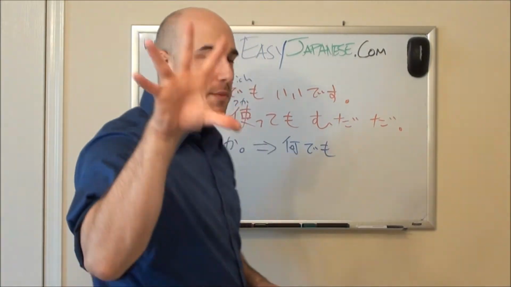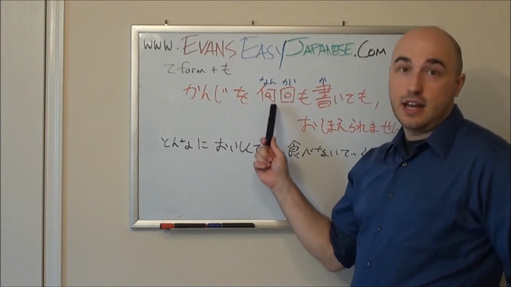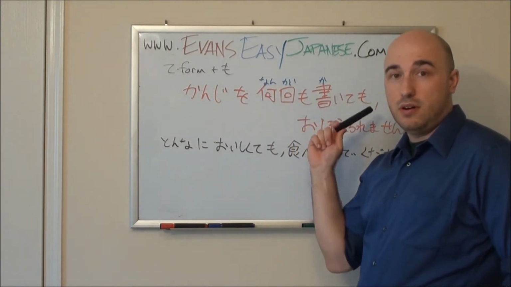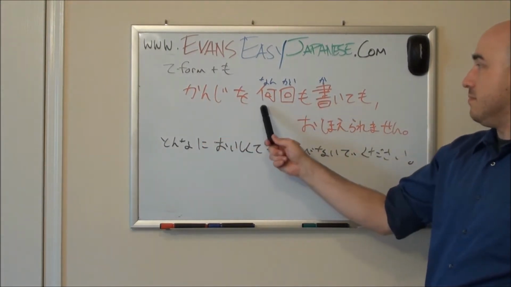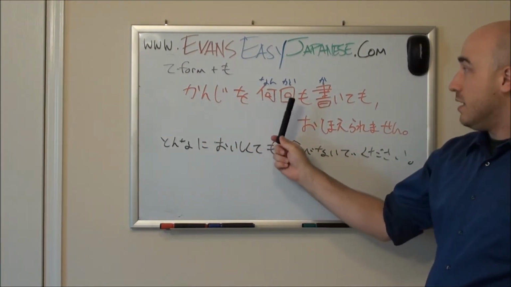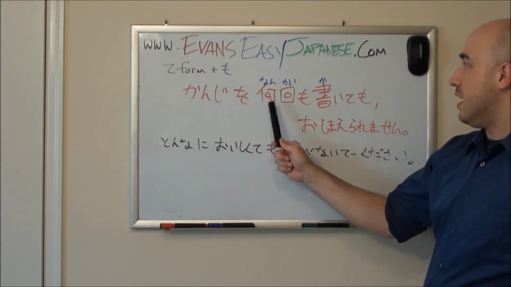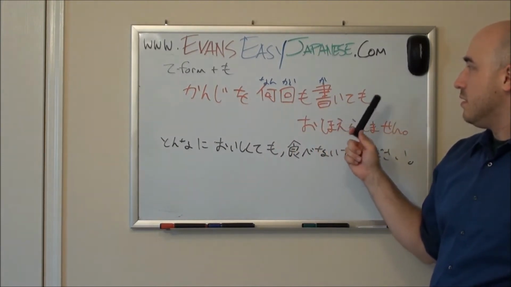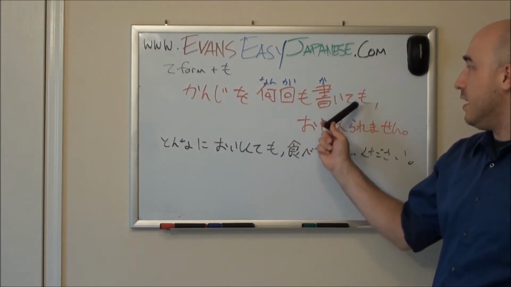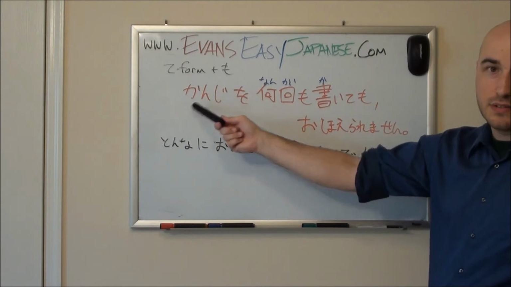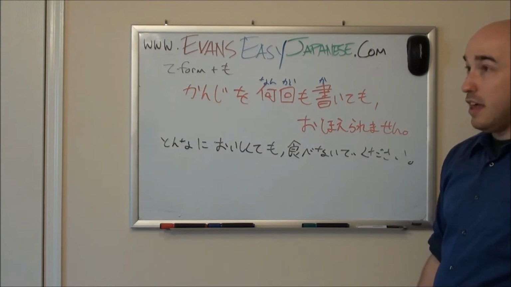Let's do a few more examples. Just 2 more examples for you. Kanji o nankai. This is the kanji for nankai. Nankai mo kaite mo oboeraremasen. Write kanji any number of times. Nankai mo, many times, in all of the times. Kanji o nankai mo kaite mo oboeraremasen. I can't remember even if I write them all of the times. Even if I write kanji so many times, I can't remember them.